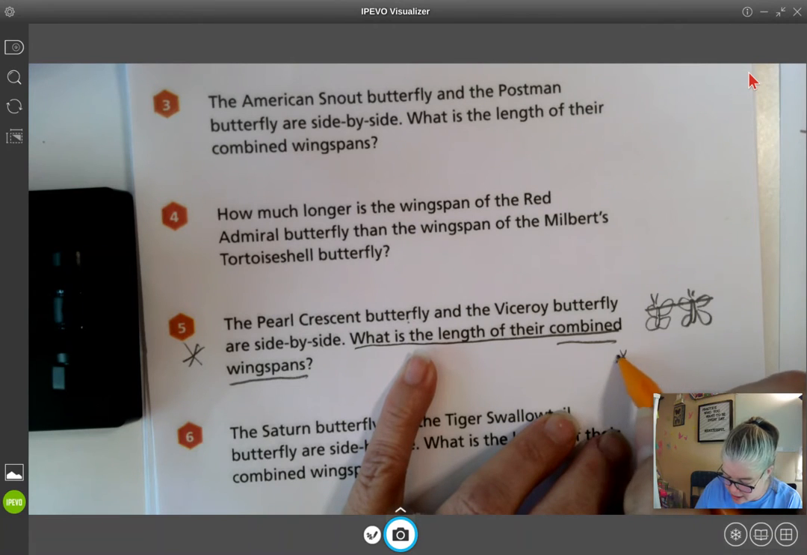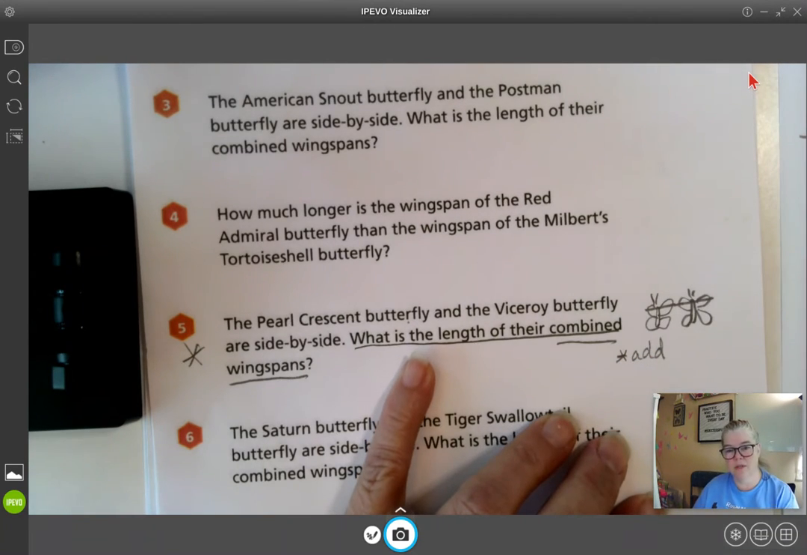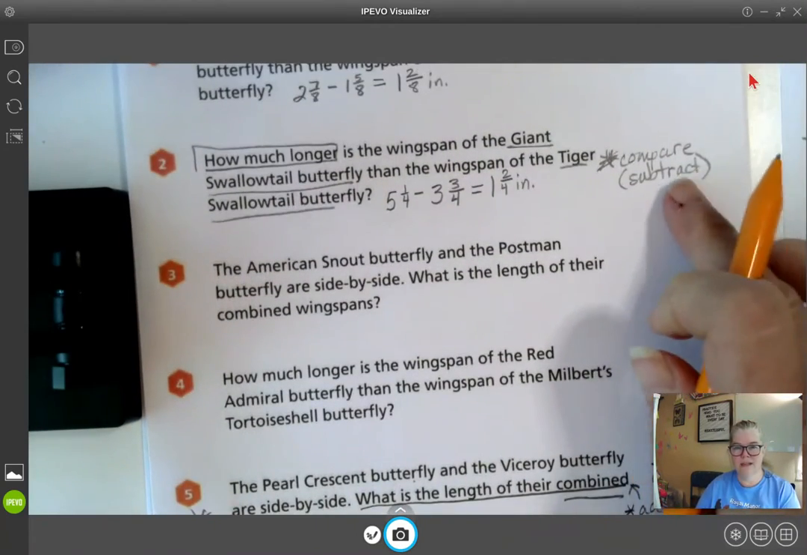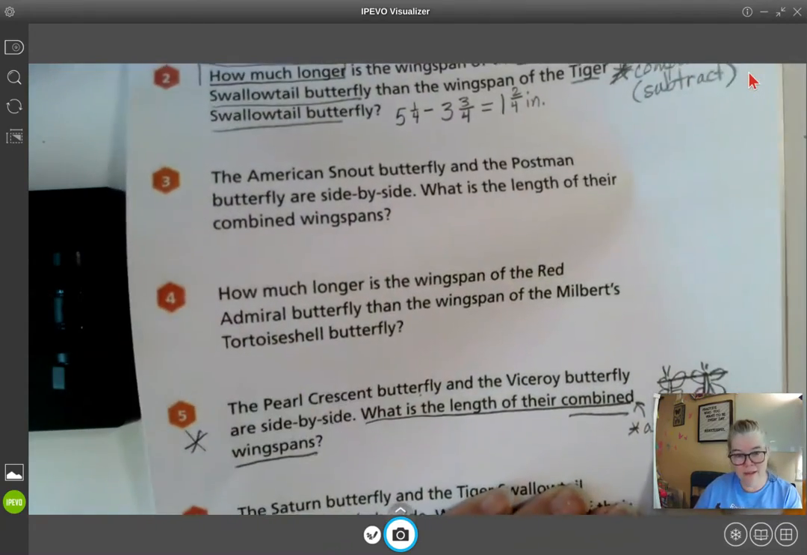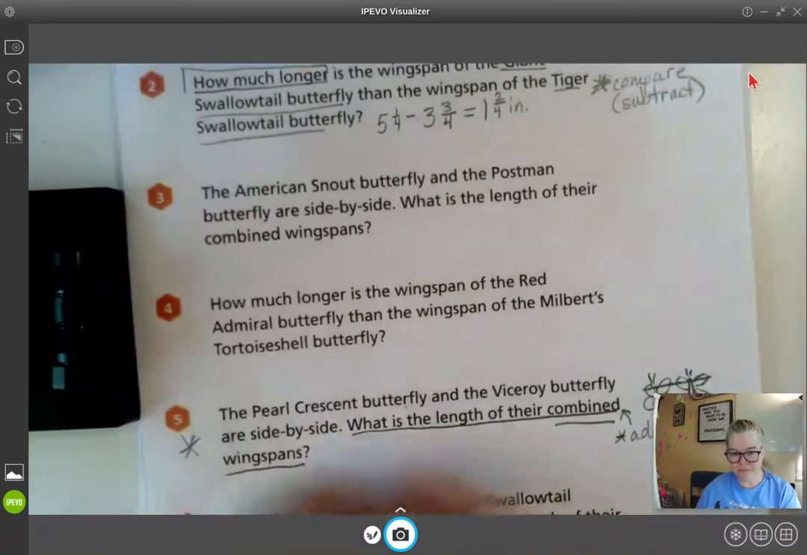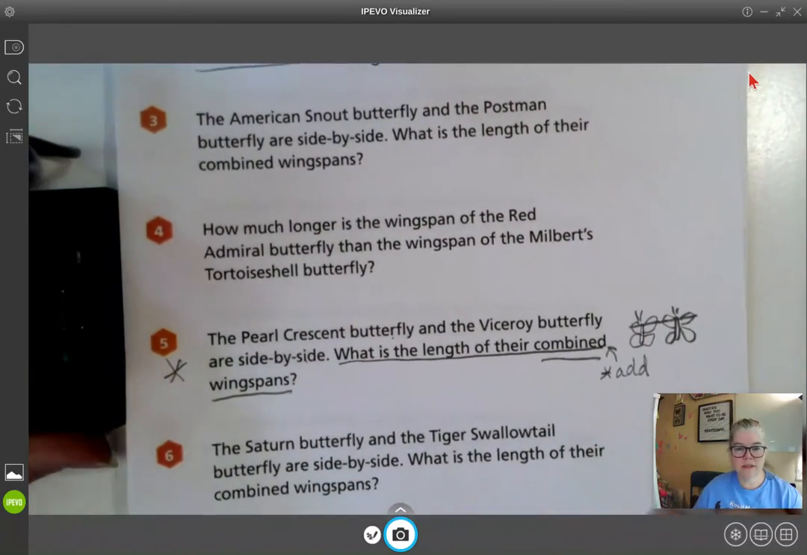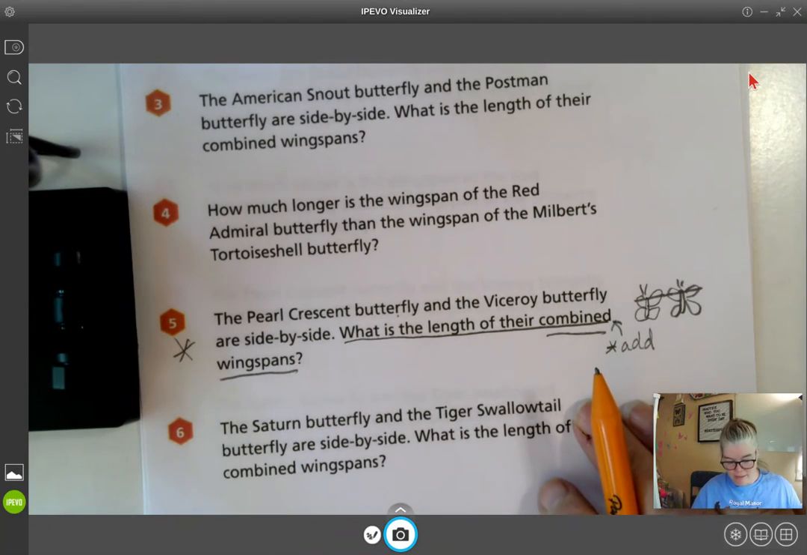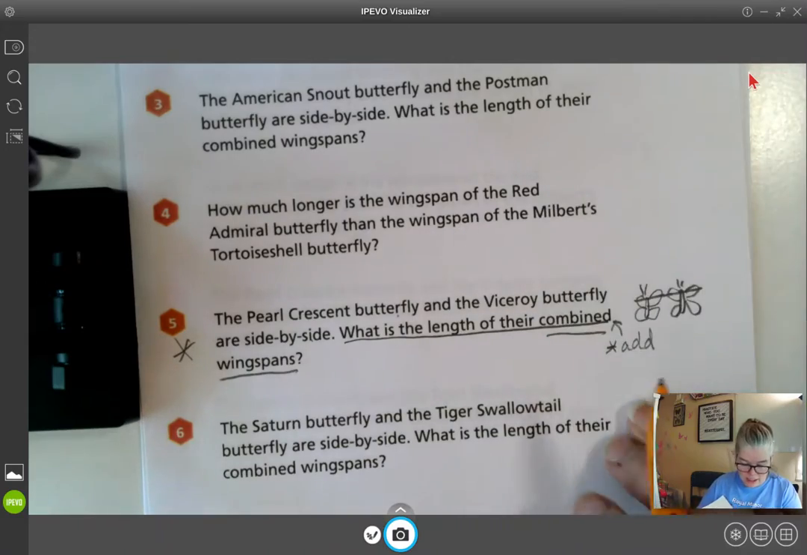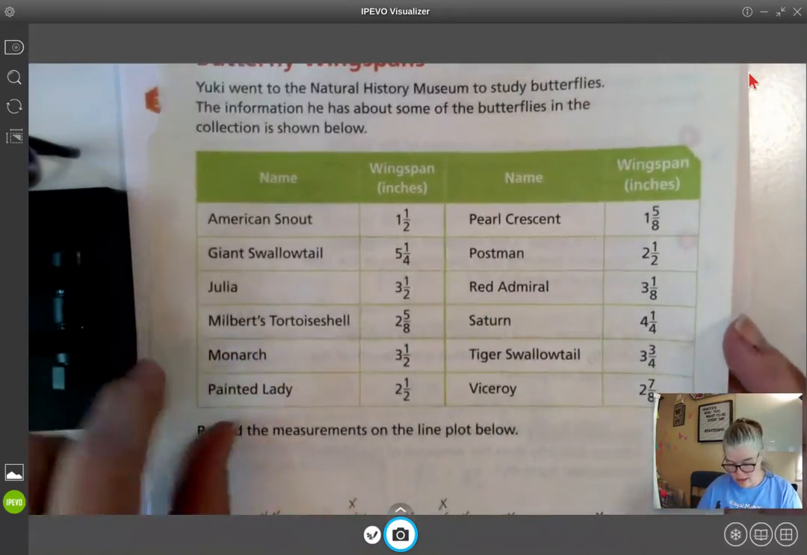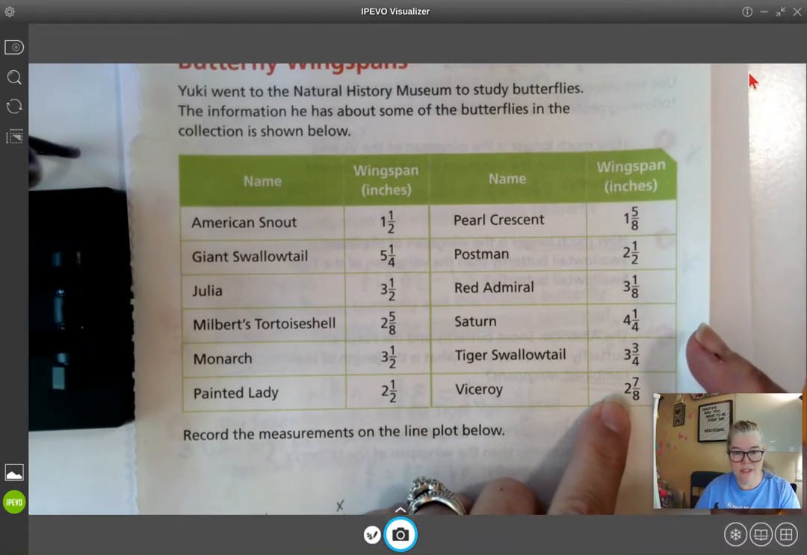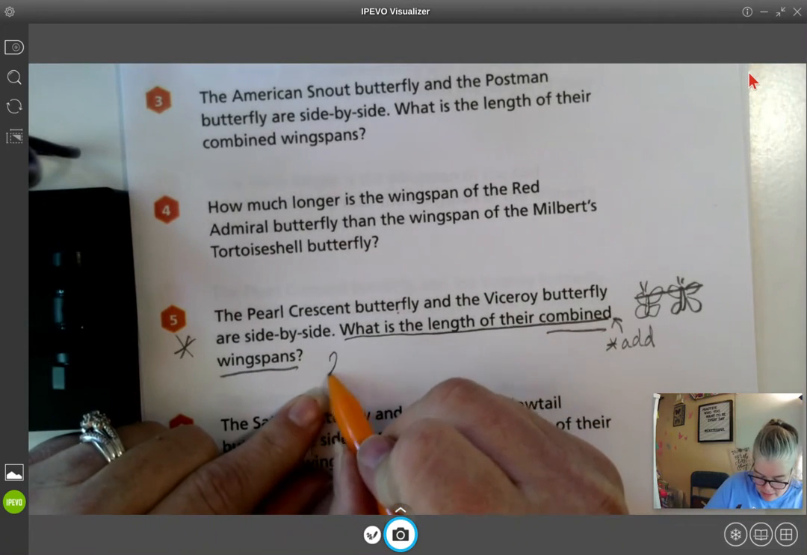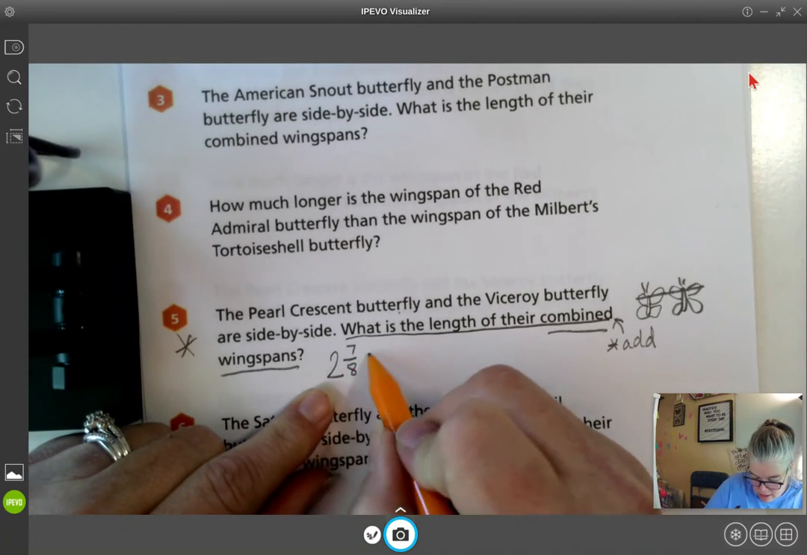To me, that feels like I am adding this time instead of subtracting because I'm combining 2 things. So when I'm comparing, I need to subtract. When I'm combining, I know that I'm going to need to add. So let me move this over a little on my screen so you can see that. So number 5, I'm going to need to add. So let's think about what numbers from our chart we'll use. I need the pearl crescent and the viceroy. They're over here. Viceroy is 2 7/8. Pearl crescent is 1 5/8. So on this problem, instead of subtracting, I'm going to add.